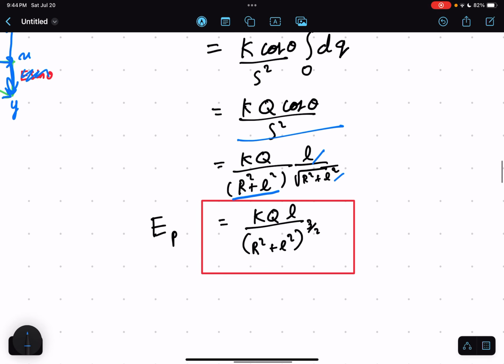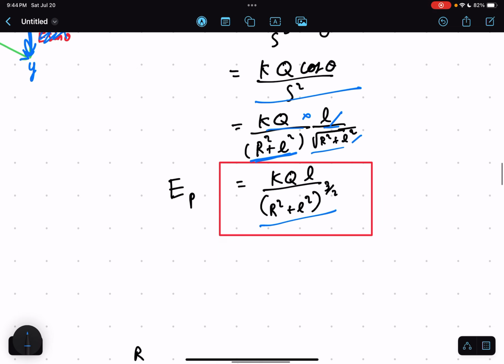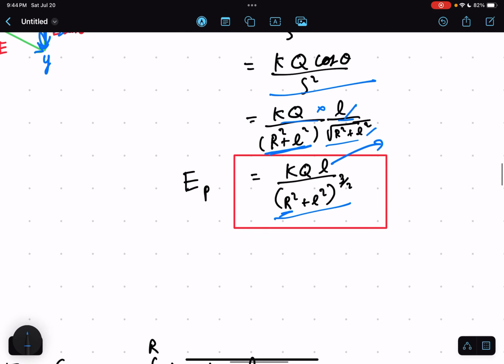Okay, so now we can multiply them, and if you combine the denominator terms and the numerator terms, you are going to get this equation over here. This is the field due to a ring, where L is the distance of the point from the center of the ring, r is the radius of the ring, q is the charge of the ring, and k is the constant.